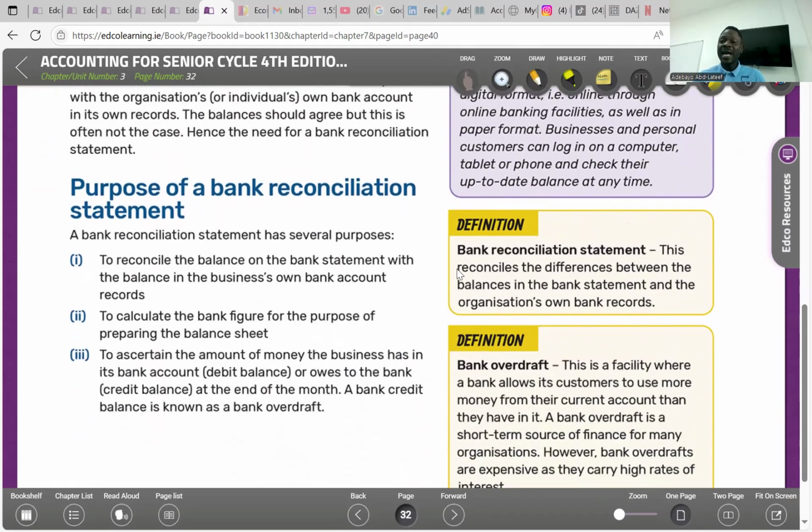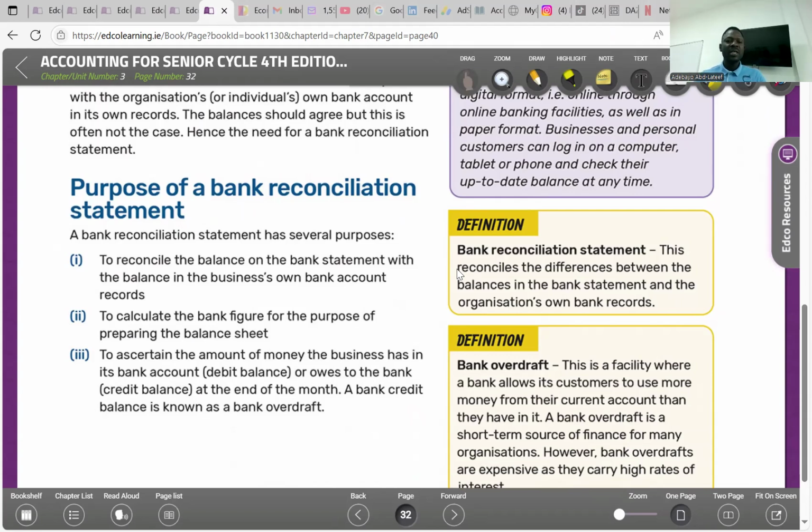A bank reconciliation statement has several purposes. One, to reconcile the balance of the bank statement with the balance of the business's own bank record. So the first reason why we carry out a bank reconciliation statement is to compare and contrast the balance we have in the office account with the bank balance, either the debit balance or the credit balance. We want to check if the balance in our own account is the same as the balance in the bank account. That's the first purpose.